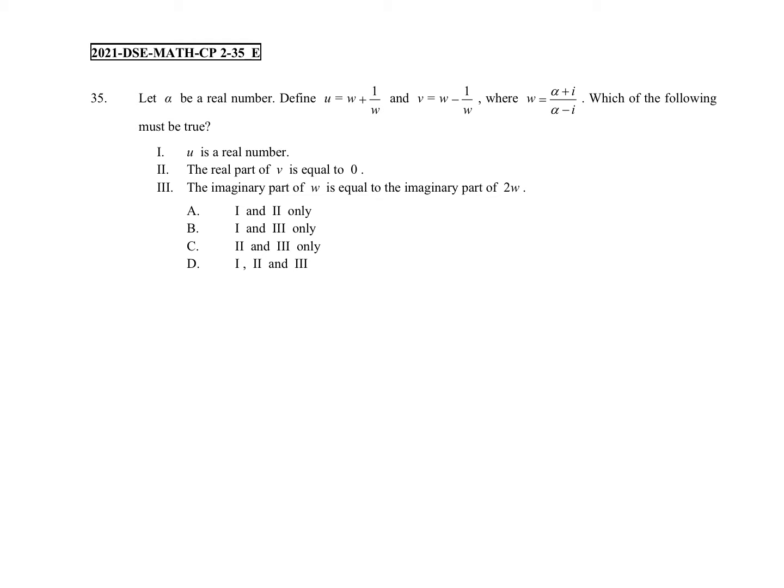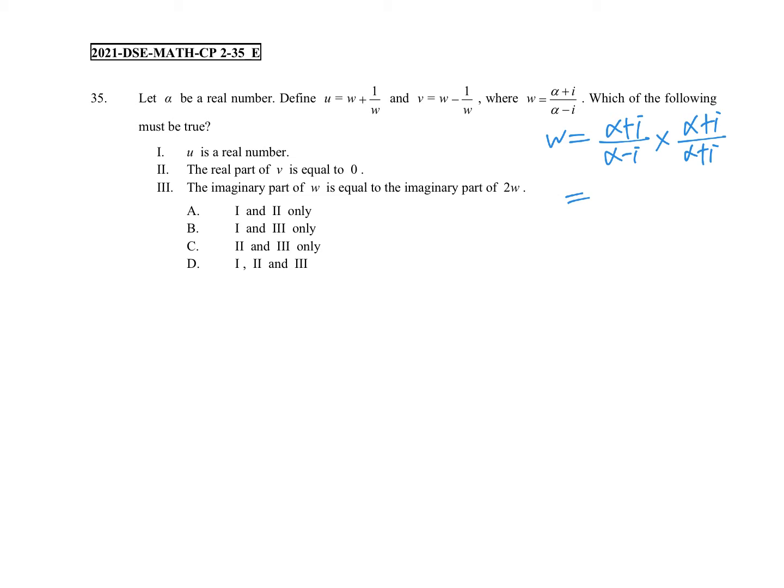So this MC question is about the manipulation of complex numbers. First of all, we have W equals alpha plus i over alpha minus i. You can see we have i in the denominator, so of course we need to do the rationalization.